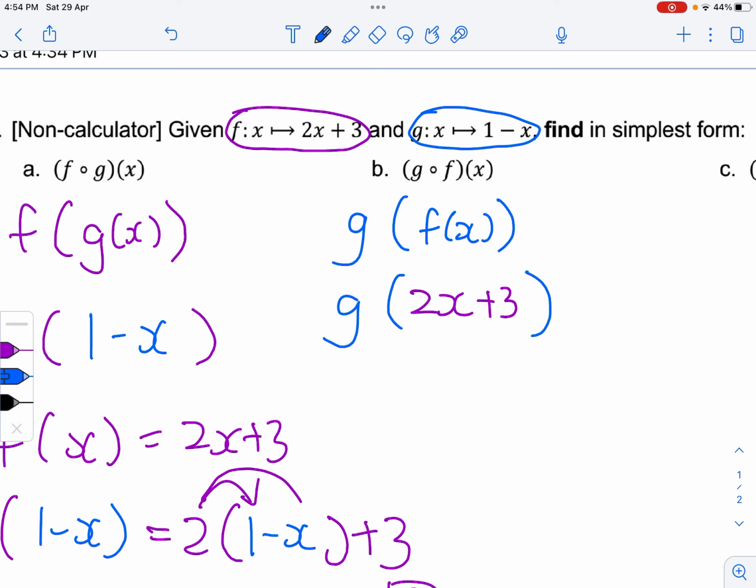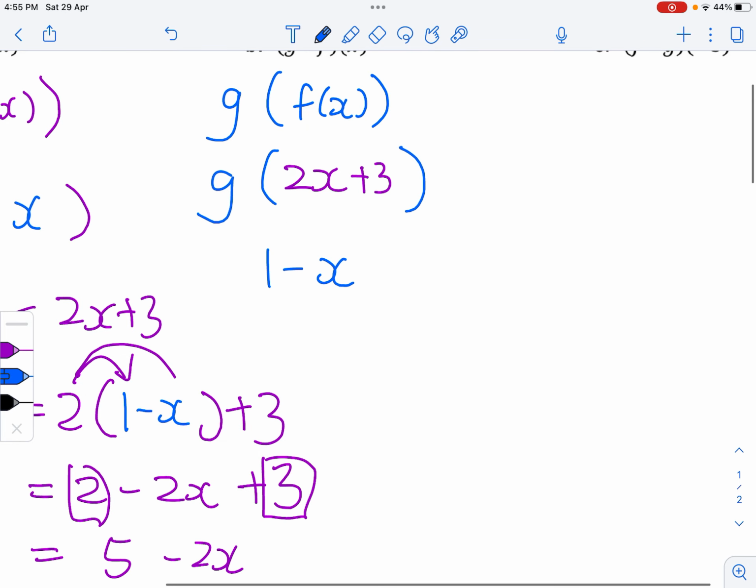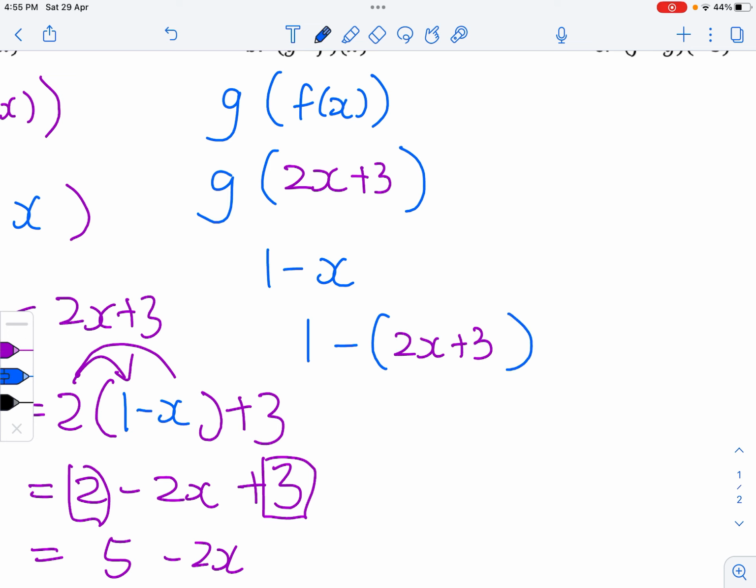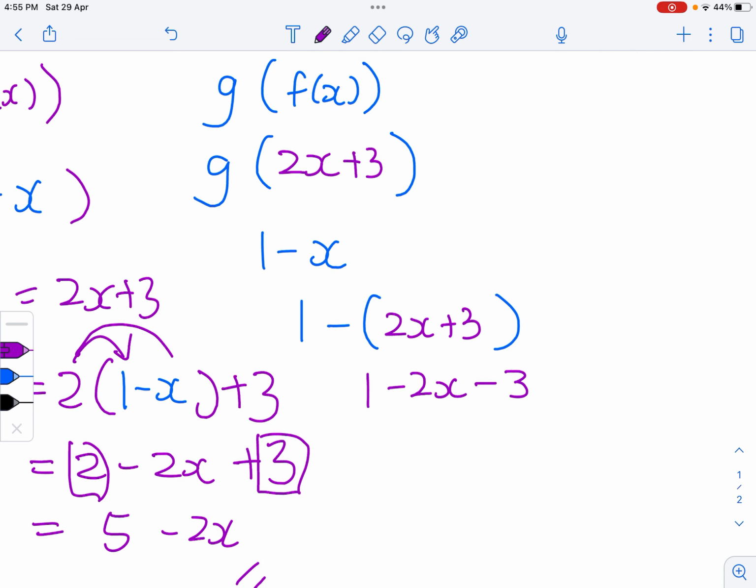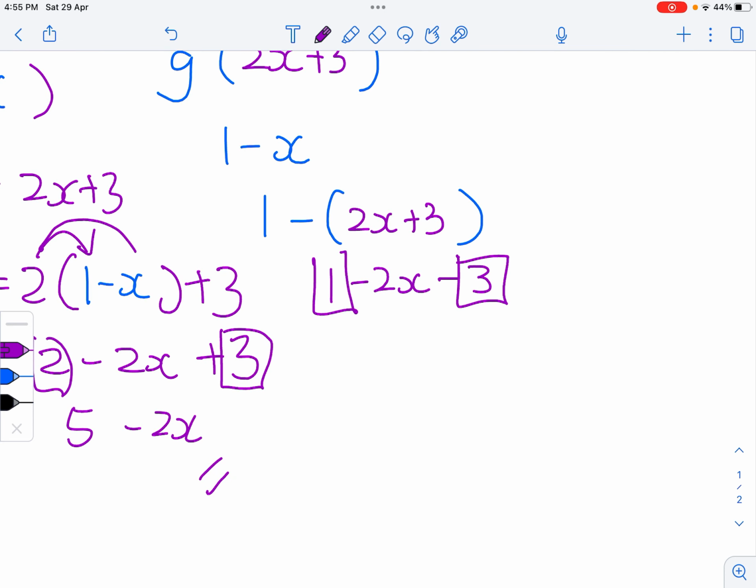So if 1 minus x is g of x, now I have 2x plus 3. And so what I'm going to do is substitute this into here. And so I get 1 minus, make sure to put the bracket, 2x plus 3, close the bracket. And now I just want to expand this negative sign here. So we have 1 minus 2x minus 3, because negative and positive is equal to negative. And so again, we simplify it, and we get negative 3 plus 1, which is negative 2 minus x.